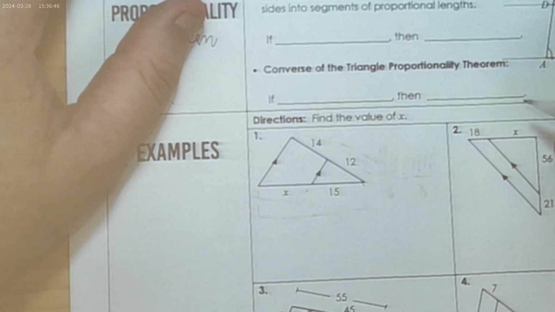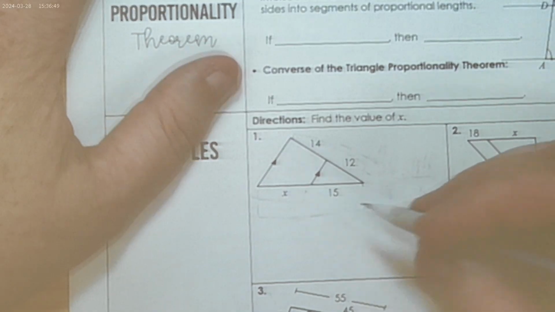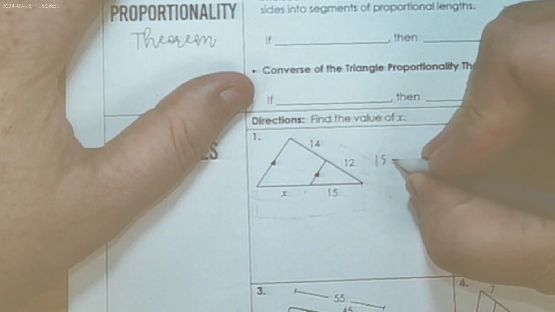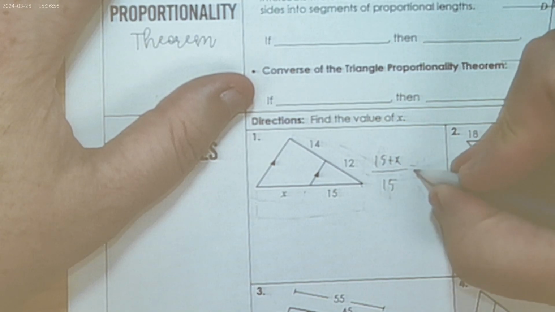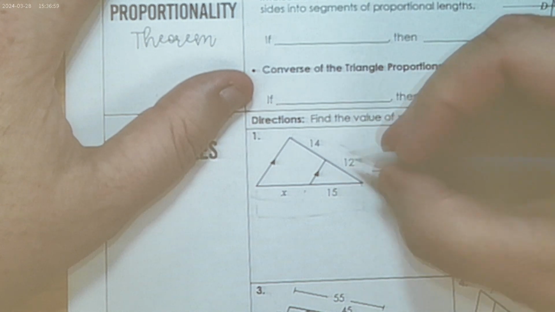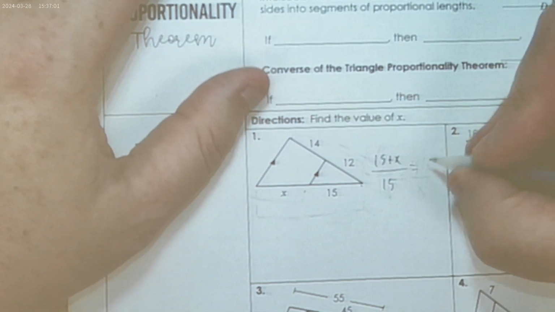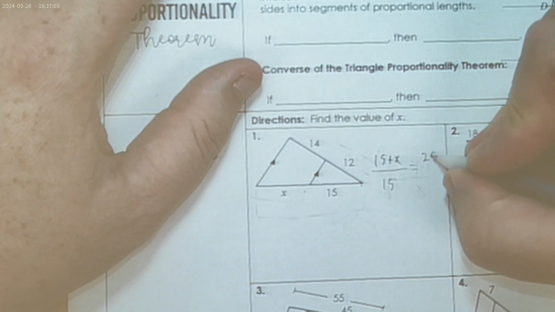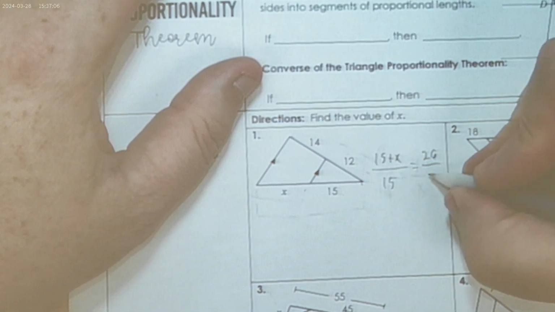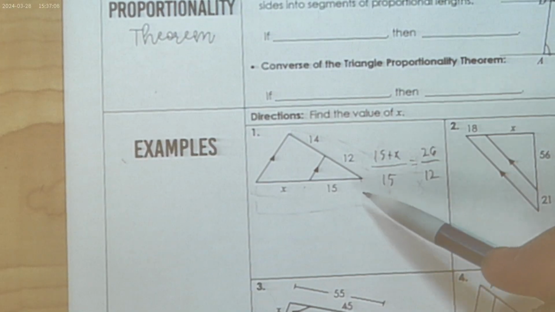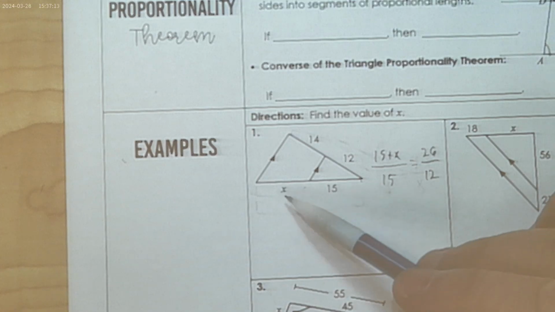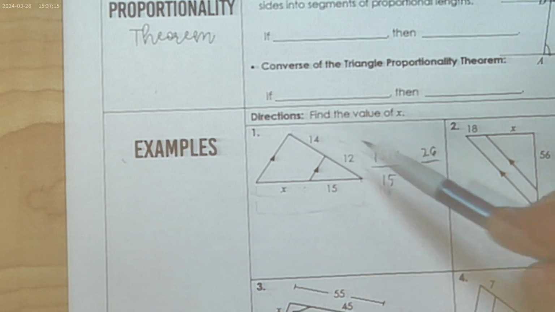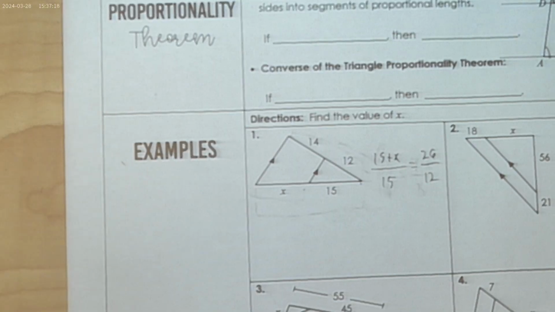So I'm solving for x. So that means that 15 plus x, that's right, is proportional to 15, the same way that 12 plus 14, so that's 26, is to 12. That's right. So the small side is proportional to the long side, the same way that the small side is proportional to the long side. Okay, all right. So now I've got everything set up correctly. That makes a little bit more sense.